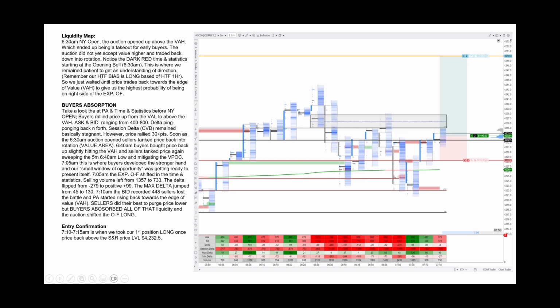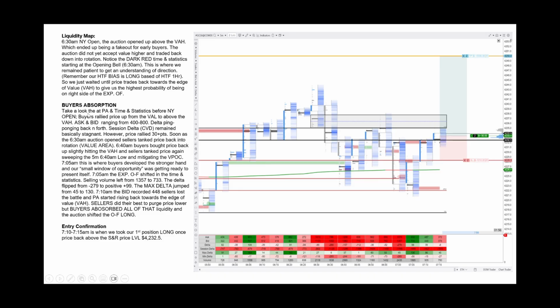Remember, our higher time frame bias is long, based off the higher time frame, 1 hour. So we just waited until price traded back towards the edge of value, which was the value area high, to give us the highest probability of being on the right side of the expected order flow.